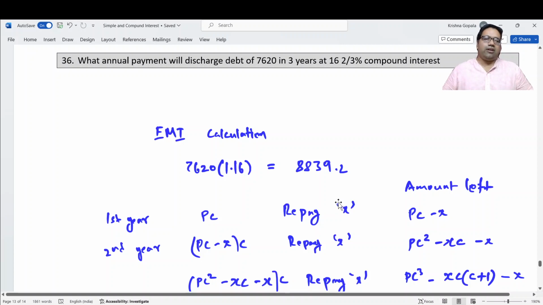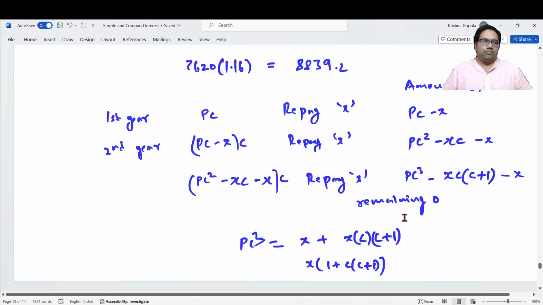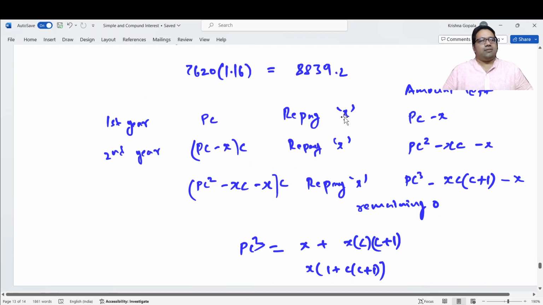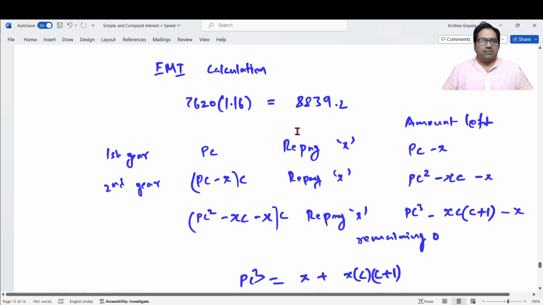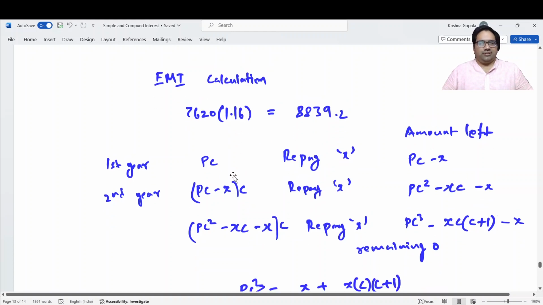X is the amount. We have to assume some amount. If we give that amount every year, then after 3 years, it will become 0. What is that amount? Because this is dependent on the interest rate also. Because if we repay X, then on the remaining amount, this C will apply. What is C? C is 1 plus R by 100. Just for simplification, we have written 1 plus R by 100 as C.